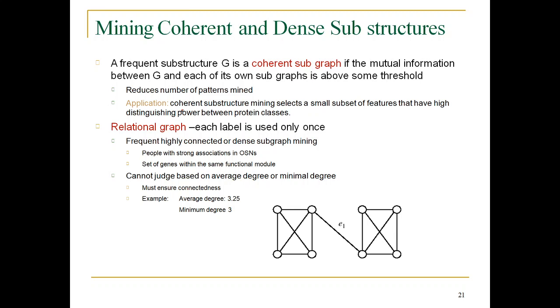So what are the applications? The coherent substructure mining selects a small set of features that have high distinction power between the protein classes. So always at each label, it is connected with either an edge, and it will follow the strong association in a set of genes with the same functional module.